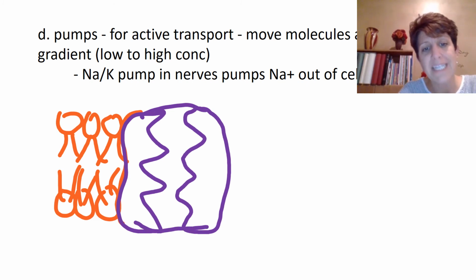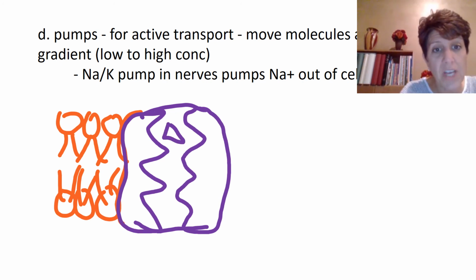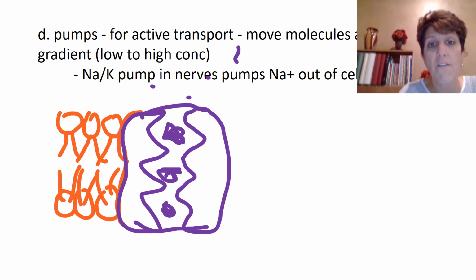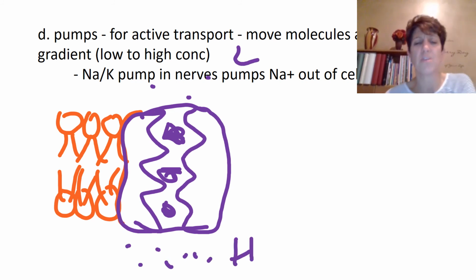And a pump is exactly as it implies. It's active transport. It has to actually use ATP to allow molecules to move. And the molecules exactly fit in these openings, this shape, and it moves things from areas of low concentration to areas of high concentration. So you might be thinking, if they already have a bunch of it, why do they need more?